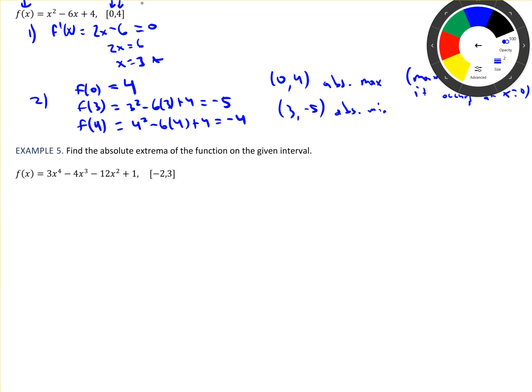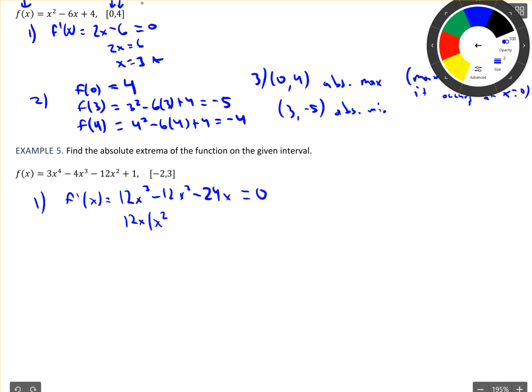So again, step 1, f prime equals 12x cubed minus 12x squared minus 24x, and we want to set that equal to 0 or where it's undefined. Again, it's a polynomial, so it's defined everywhere, so all we need to do is solve where it's equal to 0. So let's factor out a 12x, leave me with x squared minus x minus 2, and so I get 12x times x minus 2 times x plus 1. So my critical values are x equals 0, 2, and negative 1.